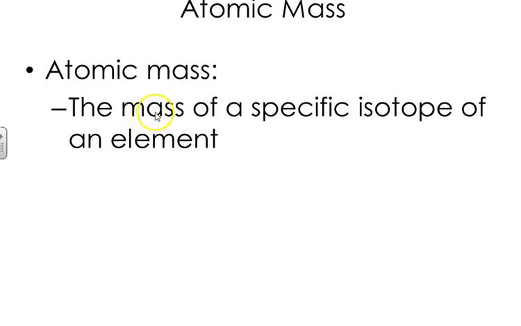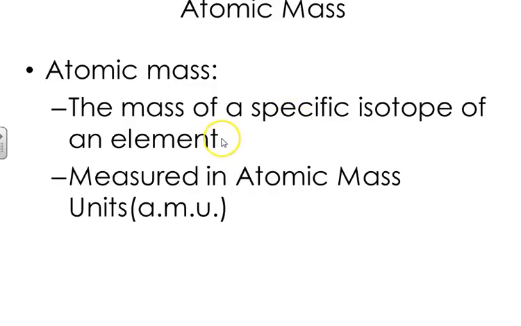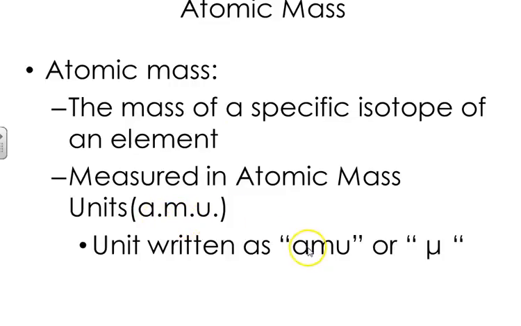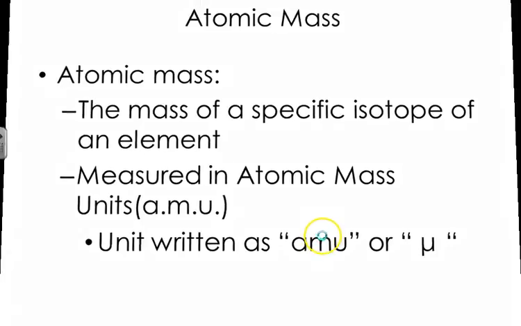So, atomic mass is the mass of a specific isotope of an element. It's measured in atomic mass units, or AMUs. An AMU can be written as just AMU, or it could be written also as the mu symbol. This is the mu, and this is sometimes also used in the metric system. Remember, as micro, if it's by itself, then it's representing the AMU, or atomic mass unit.